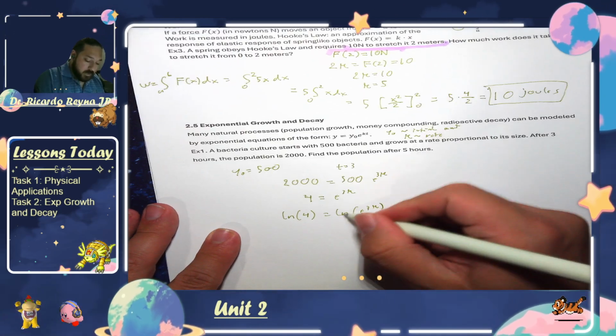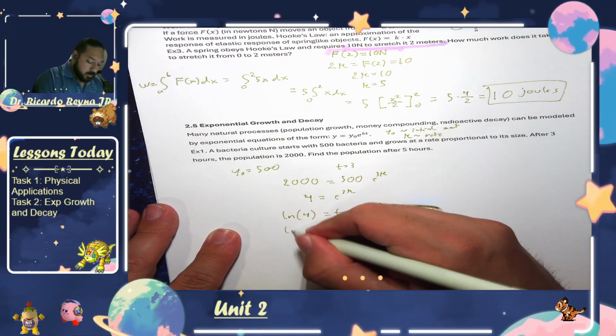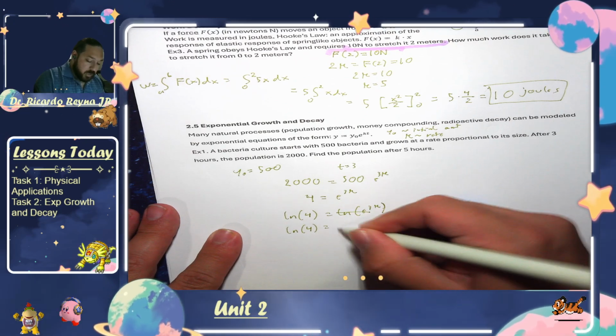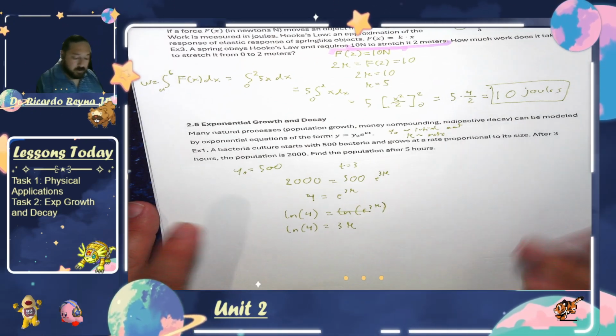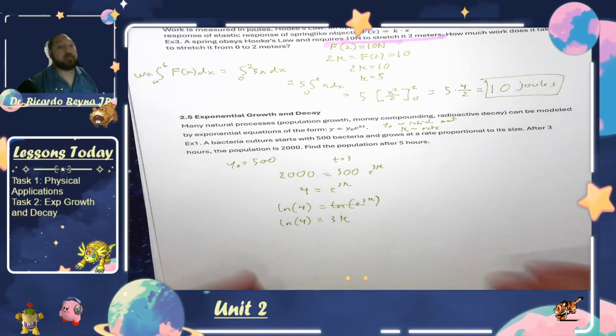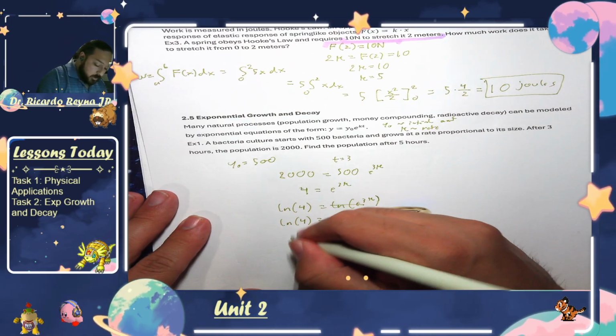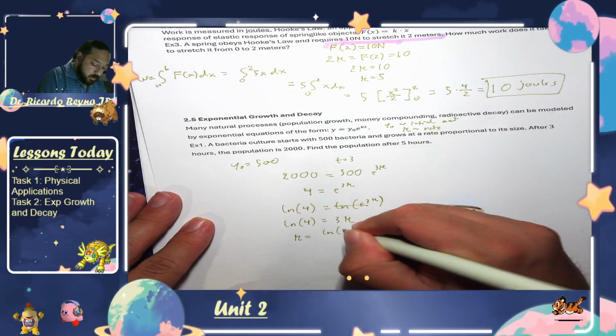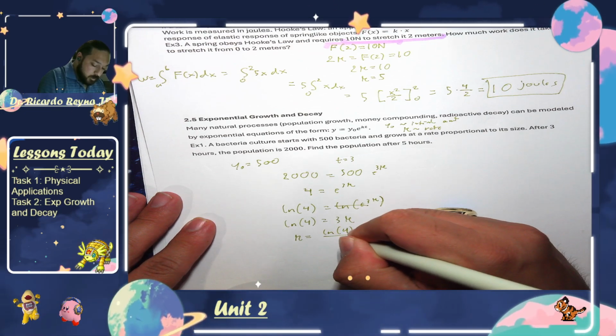And on the right-hand side, that will cancel this out to where we're just ln of 4 is equal to 3k. And again, similar thing, multiplying by 3. What's the opposite of multiplying by 3? Dividing by 3. So we have k is equal to ln of 4 over 3.